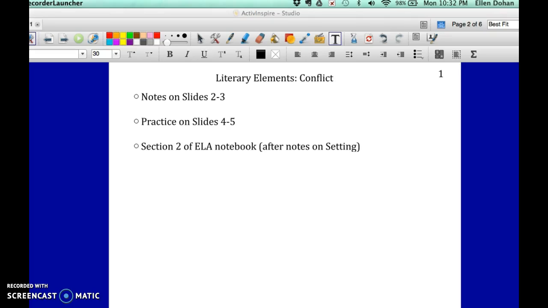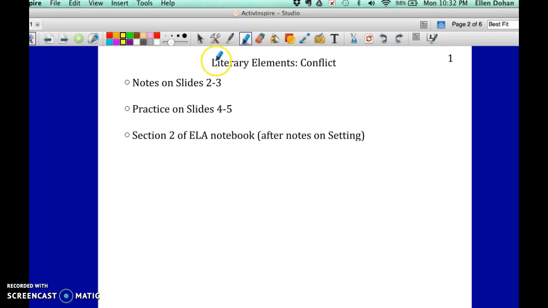Hi, 7th grade. Miss Dohian here to talk to you today about conflict. We're focusing on literary elements, and we're continuing that discussion by focusing on conflict. You'll notice again that there are numbers in the right-hand corner.